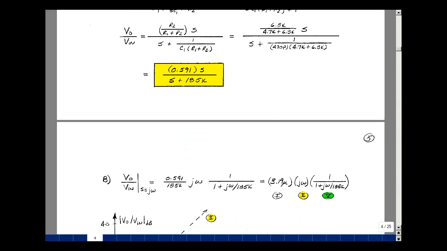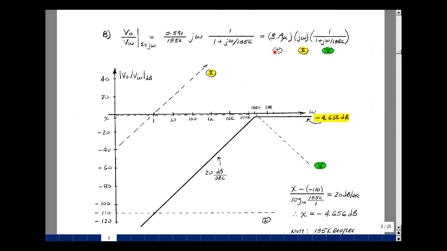To do the Bode plots, we need to replace S by j omega. So we have 0.591 j omega divided by j omega plus 185K. The j omega, that's one of our forms. We'll pull out the constant 0.591, and from the denominator, let's pull out the 185K. We're left with 1, and then j omega divided by 185K. This ratio turns out to be 3.19 times 10 to the minus 6th. We are form 1. The j omega is a form 2. And then this reciprocal of real plus an imaginary term is our form 5.